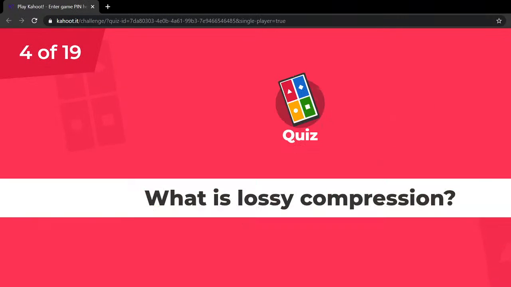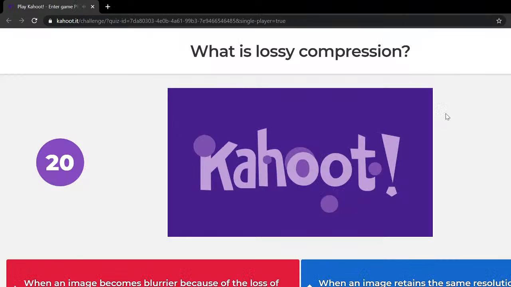What is lossy compression? Okay, so this is just a basic definition. So make sure you remember what lossy compression is. So remember there's lossy and lossless, so keep that in mind.